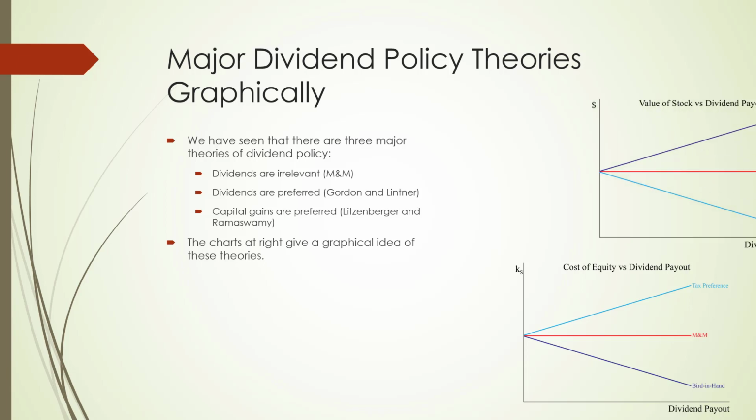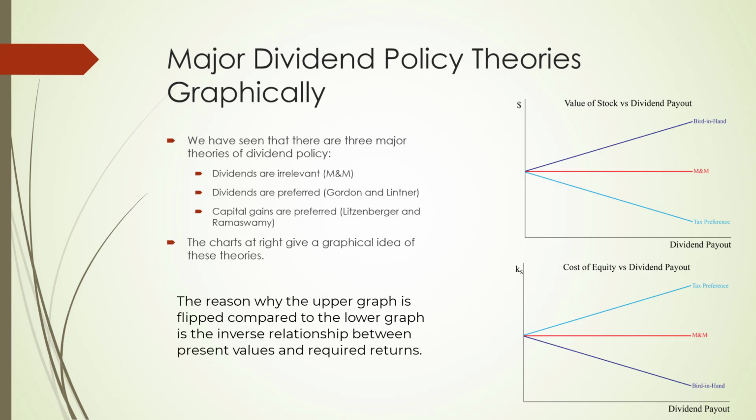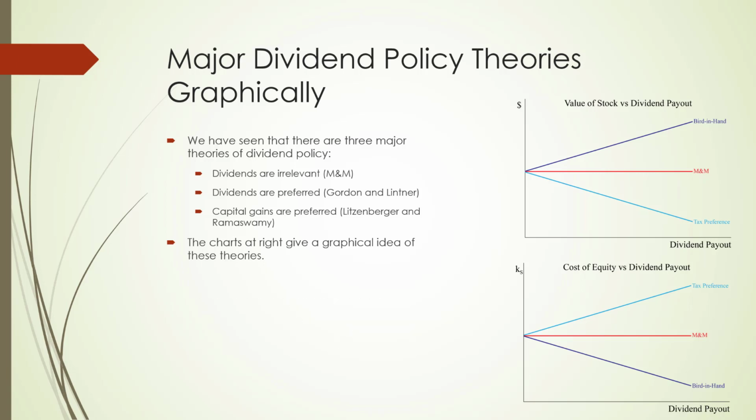And here's what the value of the firm graph looks like. Notice that this is the same graph, it's just with the lines flipped. So bird in the hand says the value of the firm will go up as the dividend payout goes up. M&M says the value of the firm doesn't change as the dividend payout changes. And the tax preference hypothesis says as the dividend payout goes up, the value of the firm will decline.